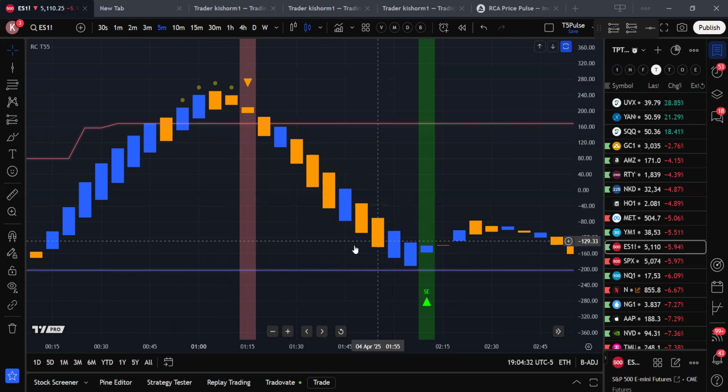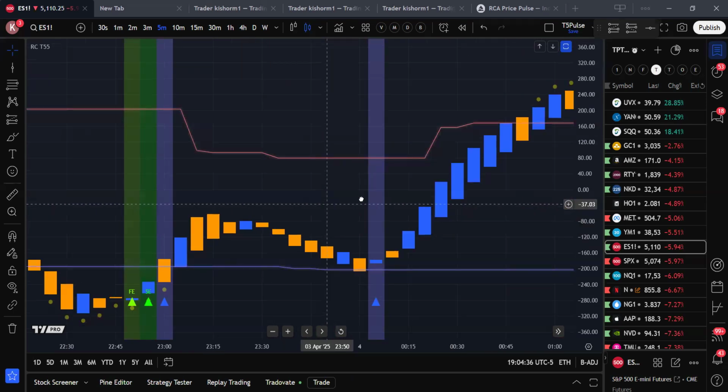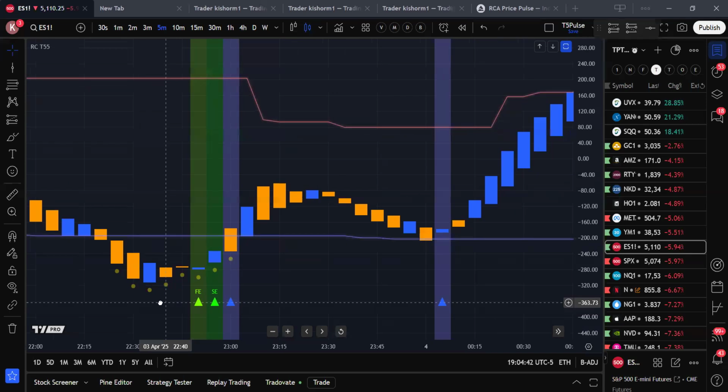So this triangle represents the squeeze at the top is done. Now it will drop. What is the SE one, Kishore? SE? FE? Slow entry, fast entry. FE means fast entry, SE means slow entry.